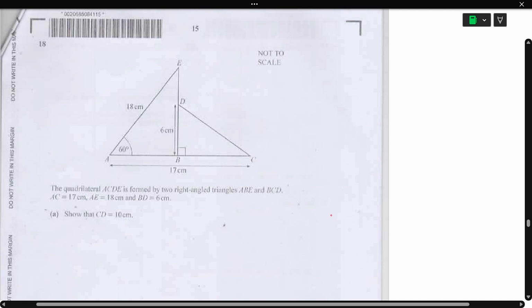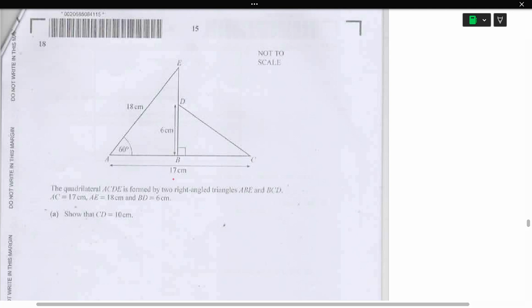So next question 18. The quadrilateral ACDE is formed by two right angle triangles ABE and BCD. AC equal to 17 centimeter, AE equal to 18 centimeter, BD equal to 6 centimeter. Show that CD equal to 10. So CD here, we need to prove is going to be 10. For that we need BD, which is there, but we don't know the BC. So we need to find BC.